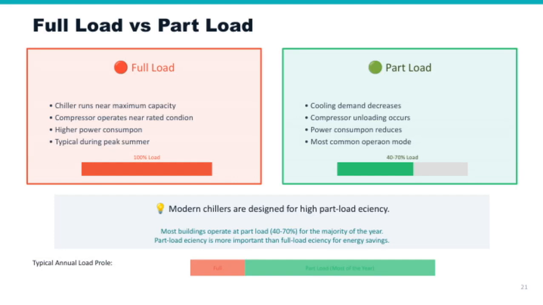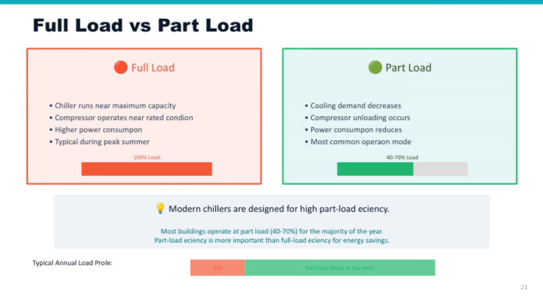Most buildings spend most of their time running at part load, usually between 40 and 70% of their full capacity. That means part load efficiency matters more than full load efficiency when it comes to saving energy. As cooling demand drops, compressors unload, and power use goes down.